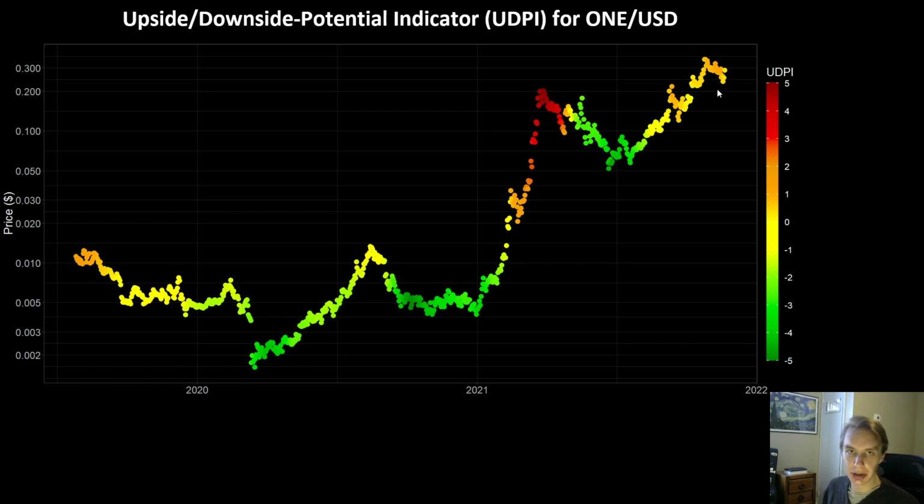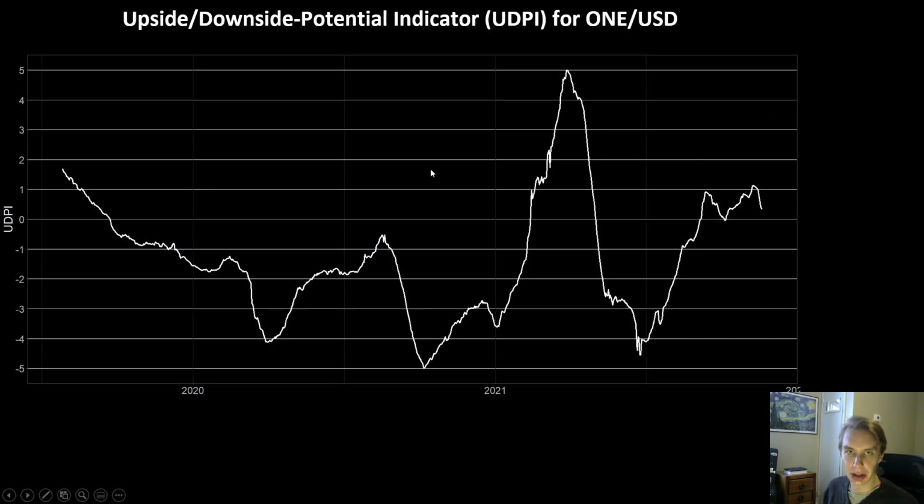So what I want to talk about is what the UDPI thinks of this recent price action and where it thinks the risk-reward ratio for ONE stands right now. Is there more upside or downside potential for ONE in the current moment? I think an easier way of looking at this is to just look at the raw output of the model and see where it says we are now.